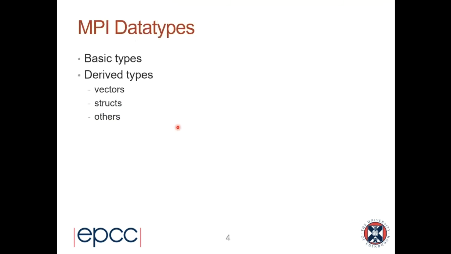MPI has two classes of types. There are the basic types that we've already talked about, which are different in C and Fortran, and just map onto the native language types. So you have MPI_INT or MPI_INTEGER, MPI_DOUBLE_PRECISION. But the derived types which MPI provides, and the ones I'll cover here, are vectors and structures. So you can define your own derived types, which are made up from the basic types.